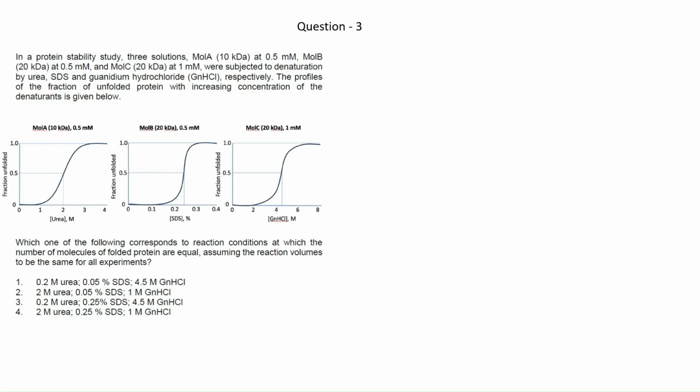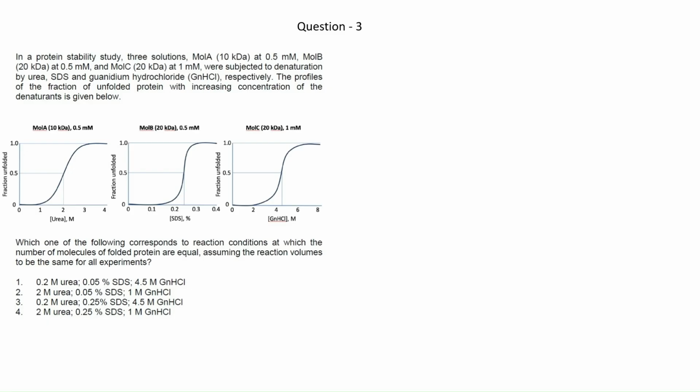Now let's look at our options. Option 1 is 0.2 molar urea, 0.05% SDS, and 4.5 molar guanidinium hydrochloride. Option 2 is 2 molar urea, 0.05% SDS, and 1 molar guanidinium hydrochloride. Option 3 is 0.2 molar urea, 0.25% SDS, and 4.5 molar guanidinium hydrochloride. And option 4 is 2 molar urea, 0.25% SDS, and 1 molar guanidinium hydrochloride.